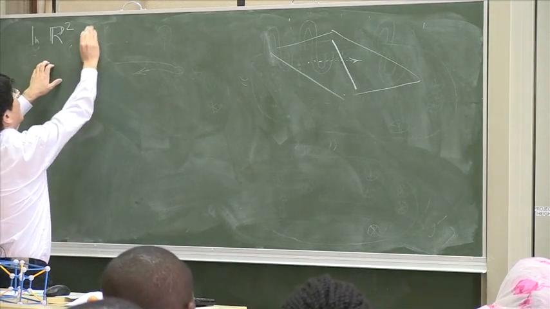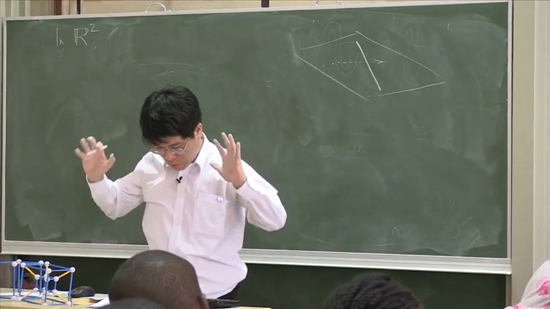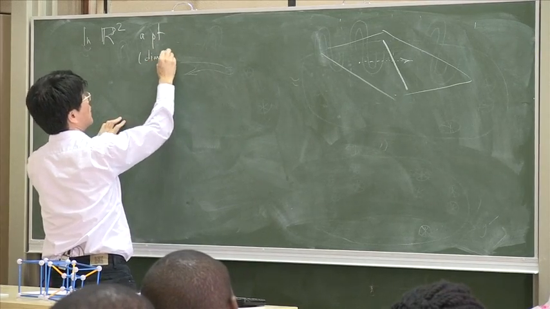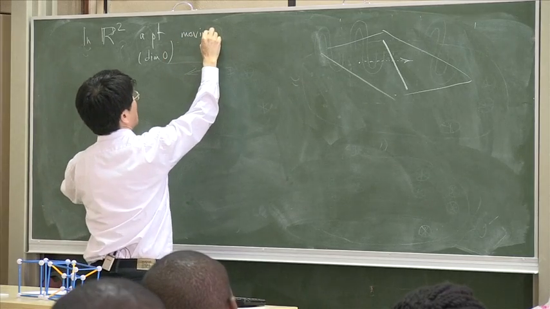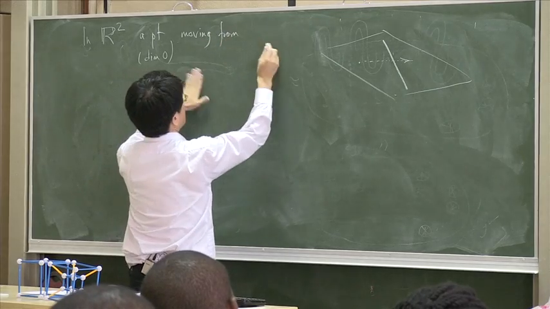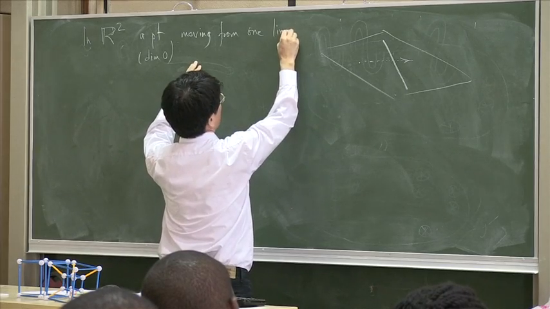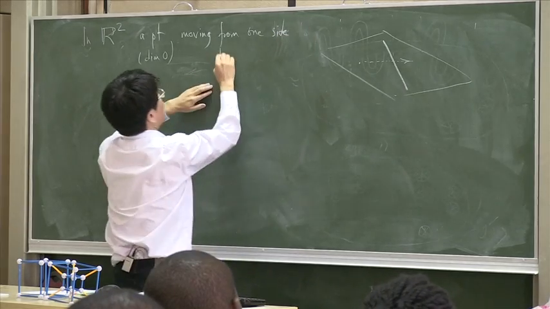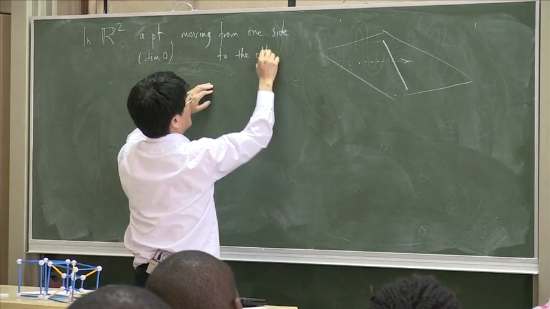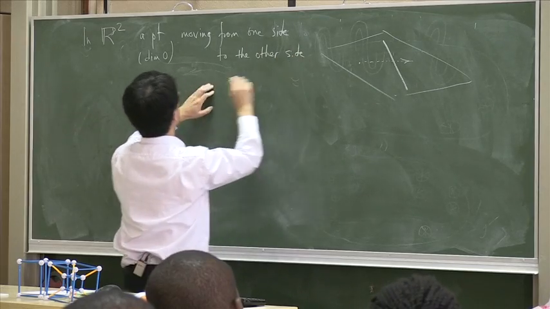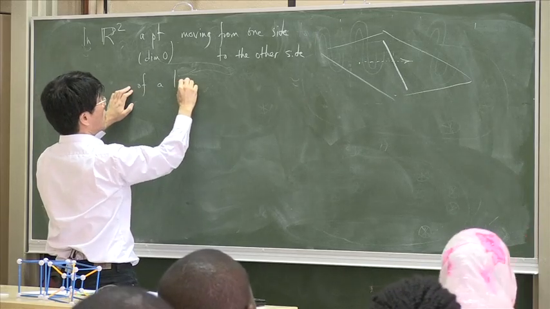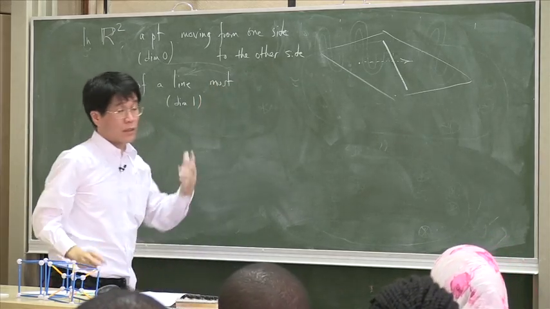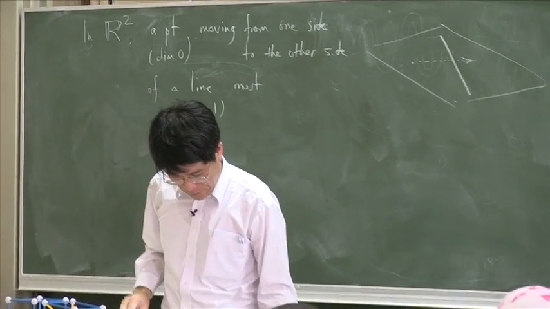So, in R2, so 2-dimensional space, a point which has dimension 0, moving from one side of a line to the other side. And please don't worry too much about what we mean by side. One side to the other side of a line which has dimension 1 must make a crossing. Okay?